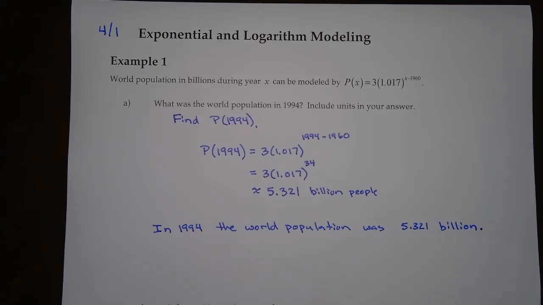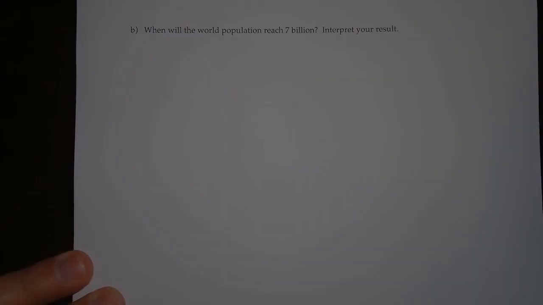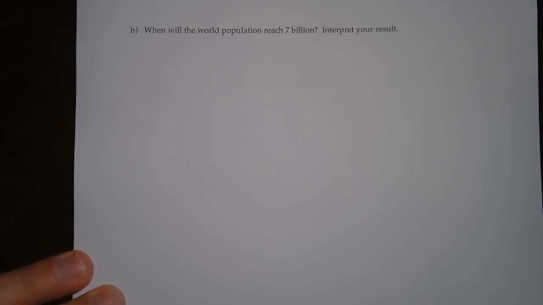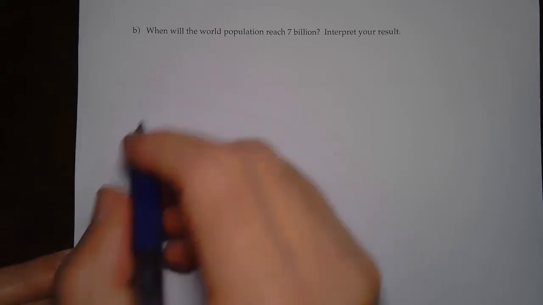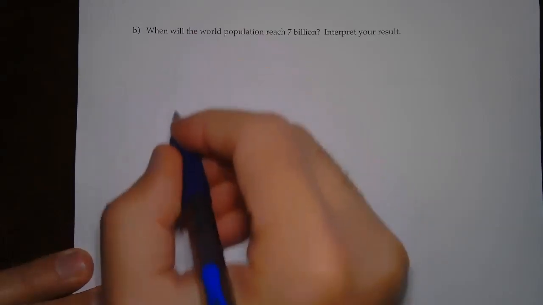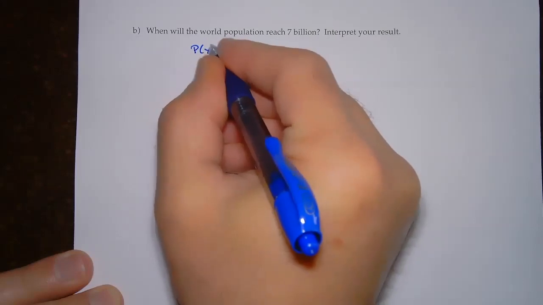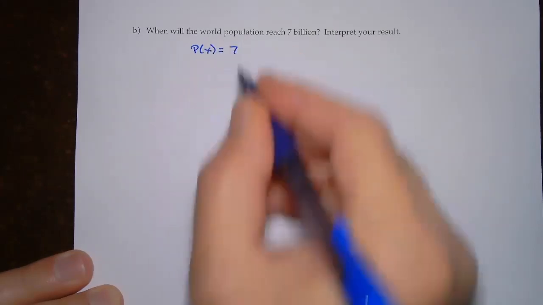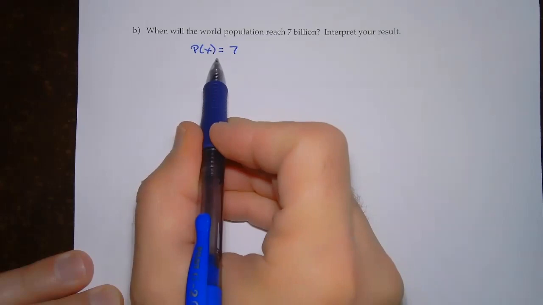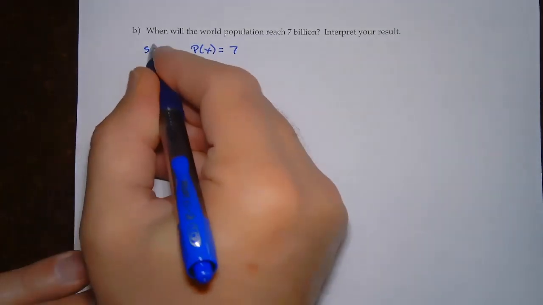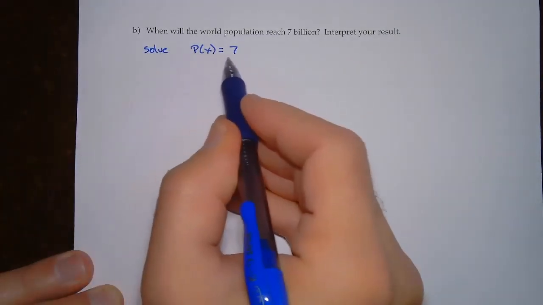Okay, let's go to part B. All right, for part B, when will the world population reach 7 billion? And then interpret your results, okay? So what we're trying to find now is the year that this happened. So that would be P of X is equal to 7, right? And we need to solve this. So we need to solve P of X is equal to 7.